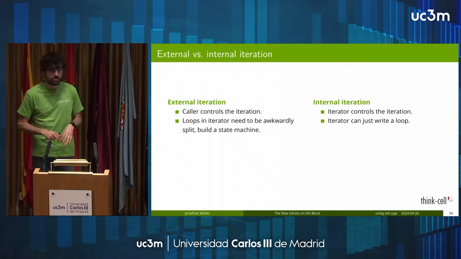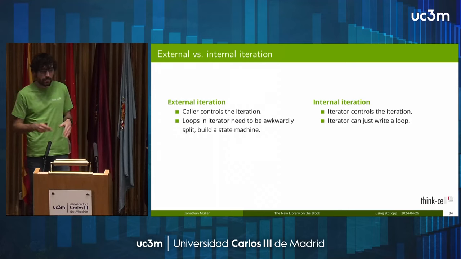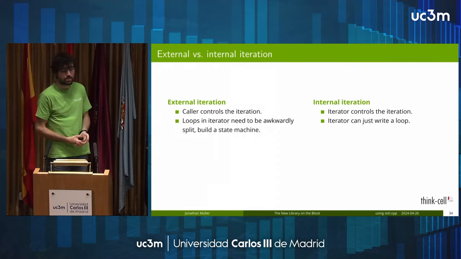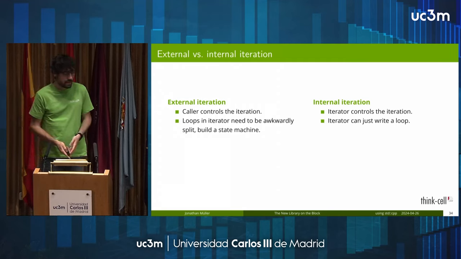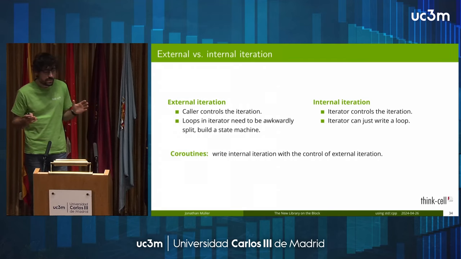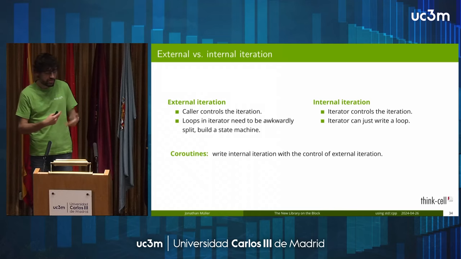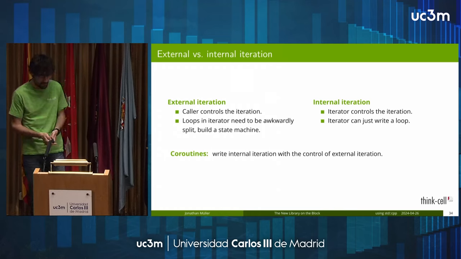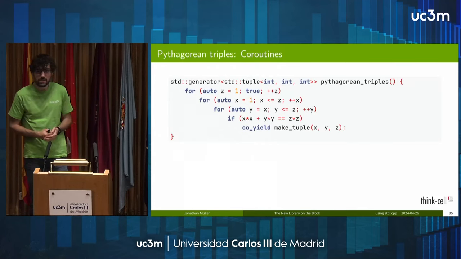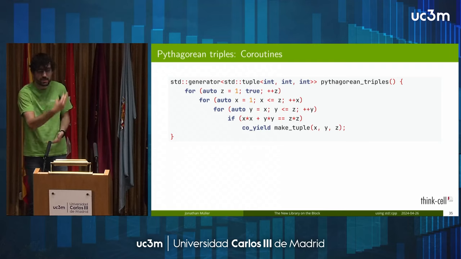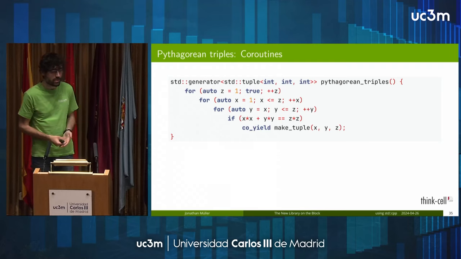There, the iterator controls the iteration and just invokes a callback right to the caller. And so the iterator can just write a loop to get the thing. And coroutines are great because with a coroutine, you can write internal iteration, but still get the control of external iteration. So with a coroutine using the generator, we can write Pythagorean triples just by writing three for loops, an if condition, and a yield. And this is very straightforward, but we still get external iteration.